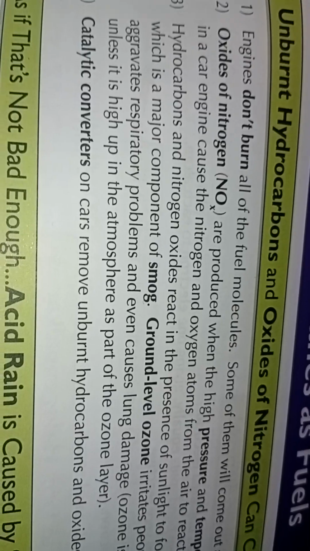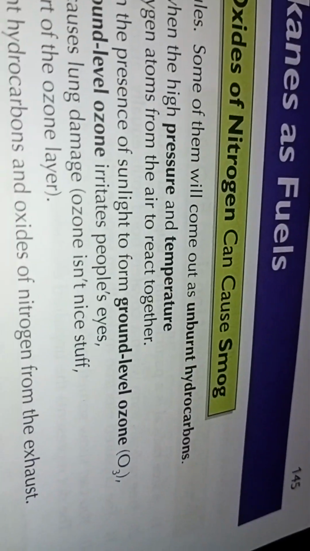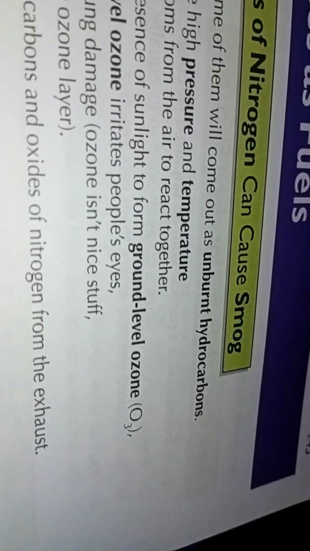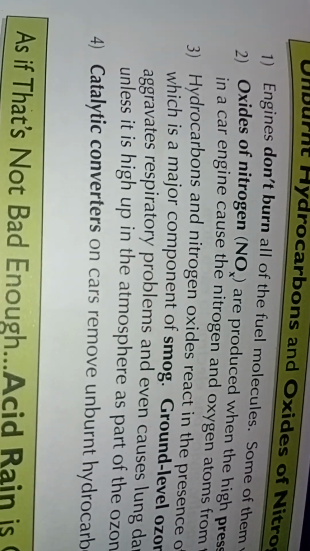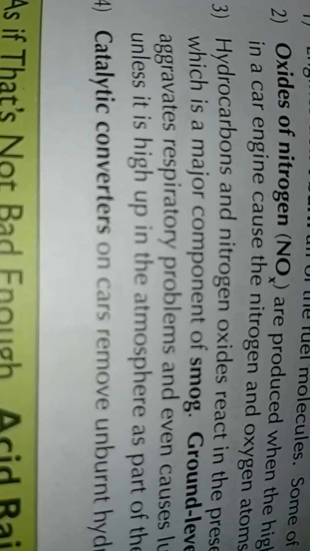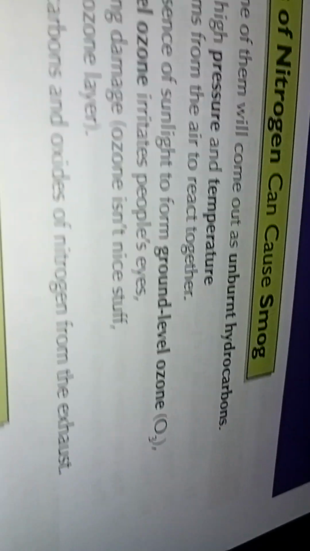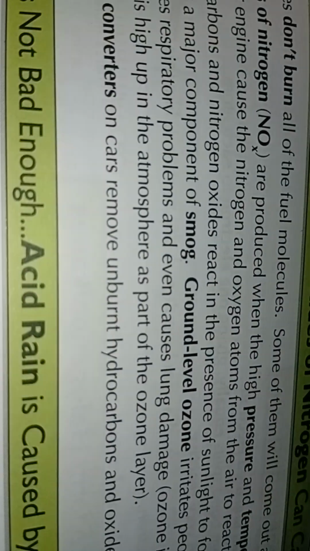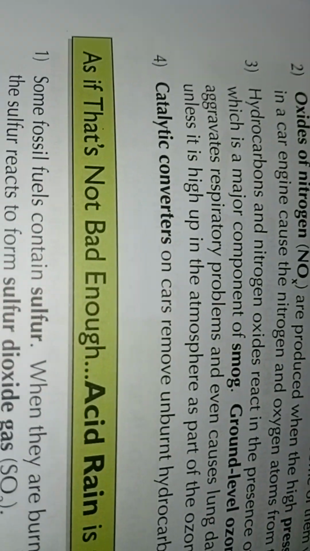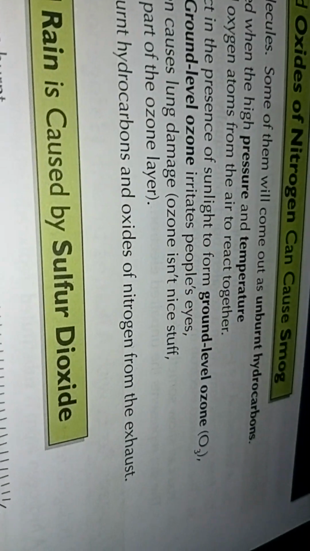Hydrocarbons and nitrogen oxides react in the presence of sunlight to form ground level ozone, or O3, which is a major component of smog. Ground level ozone irritates people's eyes, aggravates respiratory system problems, and even causes lung damage. Ozone isn't nice stuff unless it is high up in the atmosphere as part of the ozone layer. Catalytic converters on cars remove unburnt hydrocarbons and oxides of nitrogen from the exhaust.